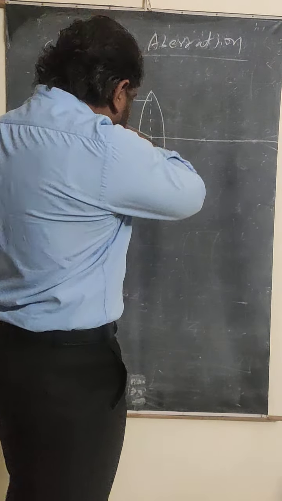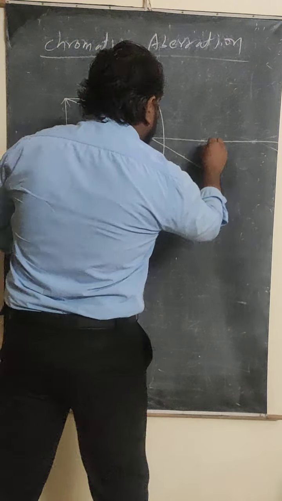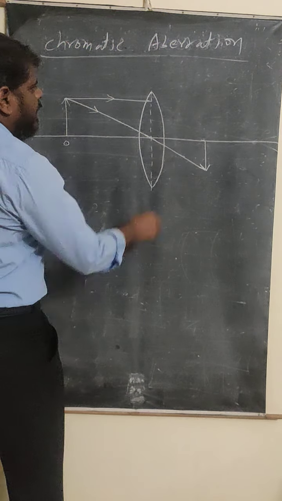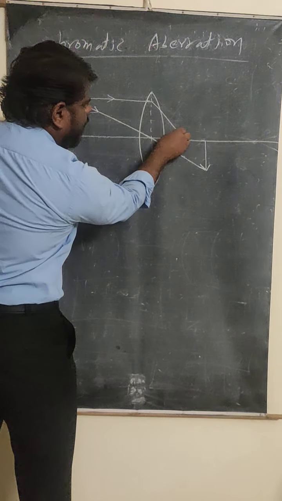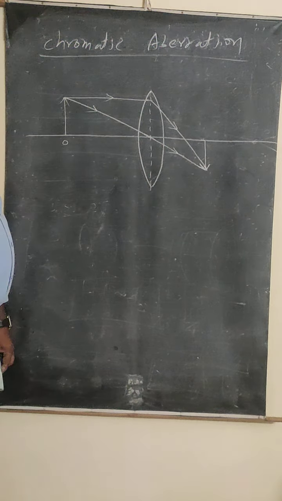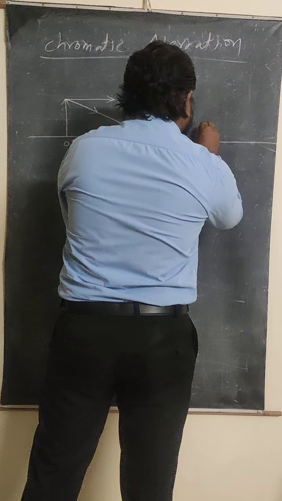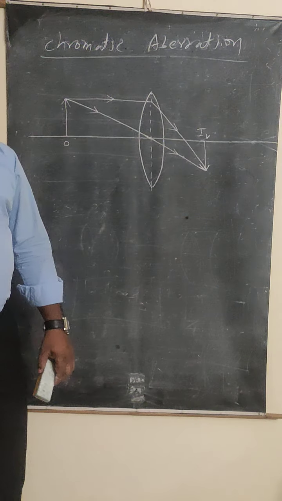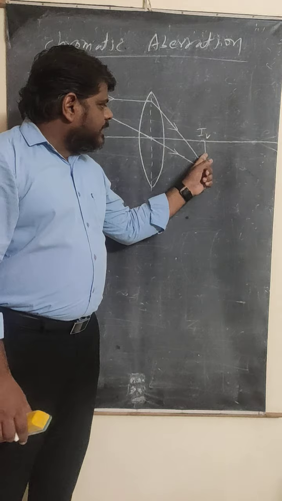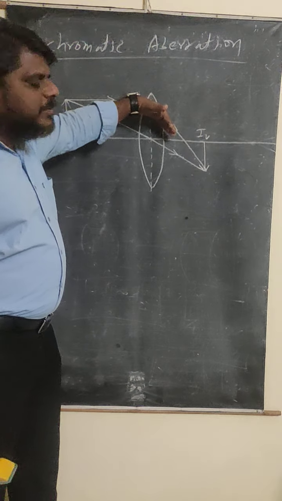So here, first one image is going to be produced here. This is one image, and this also refracts and forms the image at this place. Here the image is produced, and this image is called IV. What does IV represent? IV represents the image produced by the violet color, because the violet color has maximum refraction.